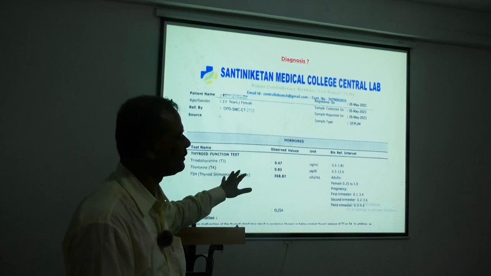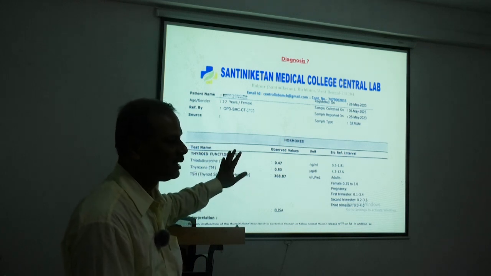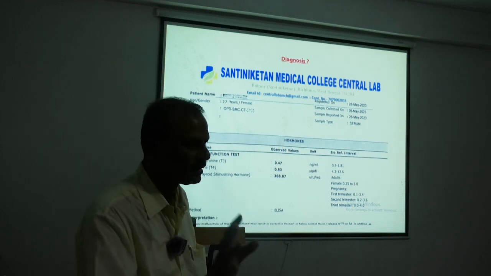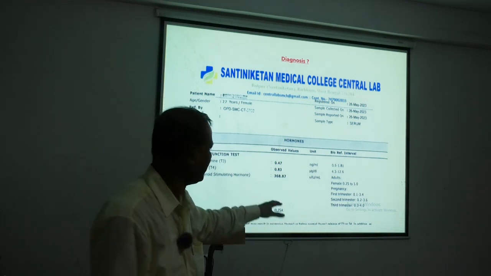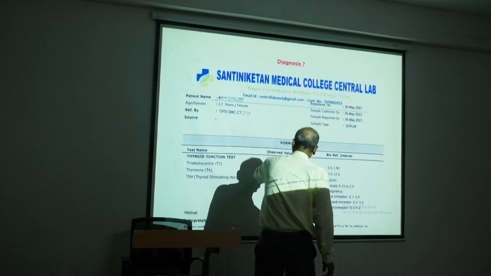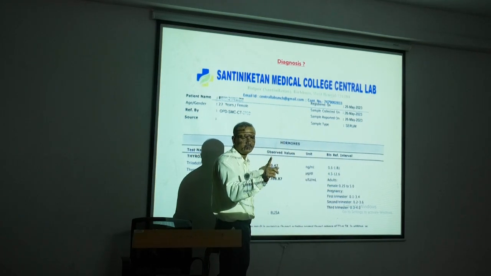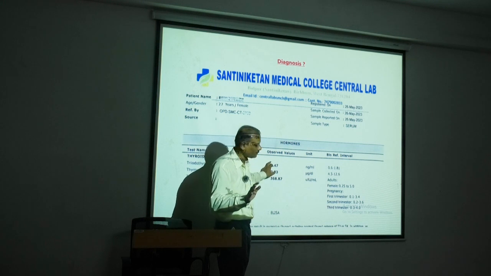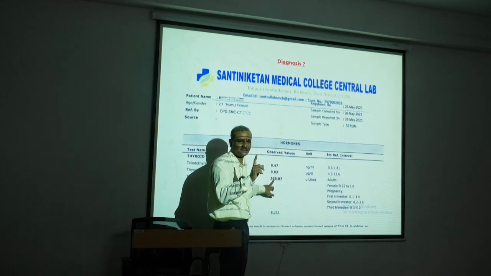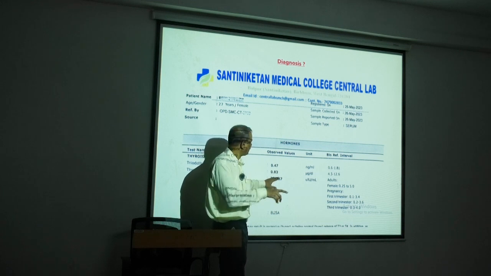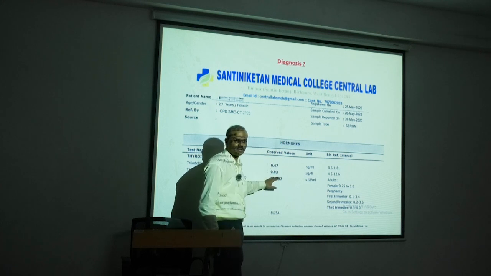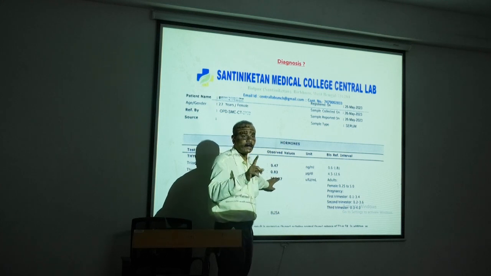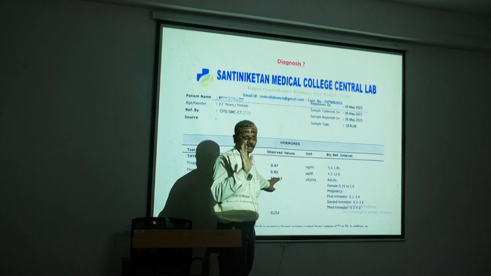T3, T4 is required. Why? Because I am telling you why. If there is a pituitary tumor, that can also cause TSH elevation. In that case, T4 and T3 will also be high. If the pituitary has a tumor and that is secreting excess amount of TSH, of course this TSH will be high. But in that case, because of the hyperstimulation of the thyroid gland, this T3 and T4 will also be high. That will cause secondary hyperthyroidism, not hypo.